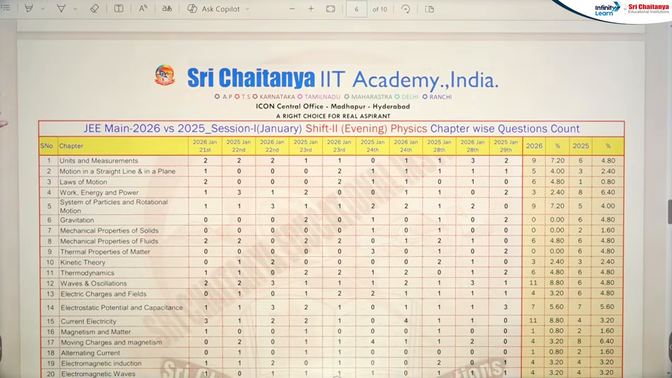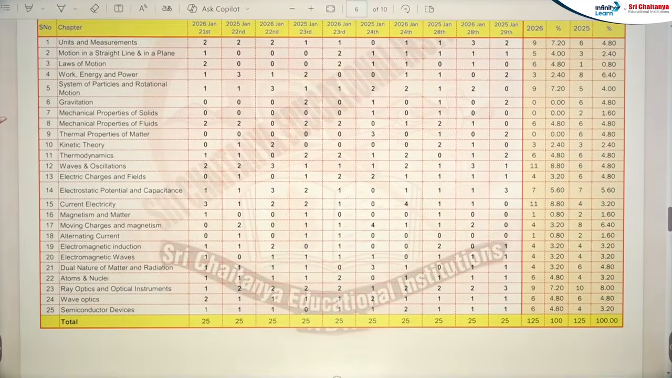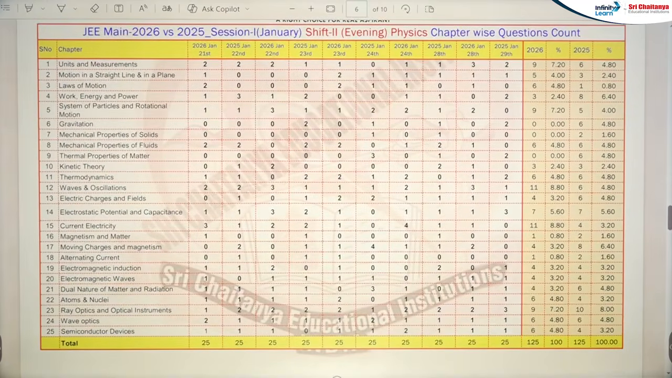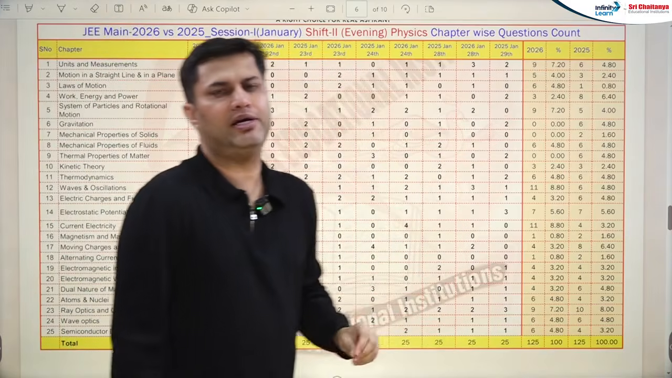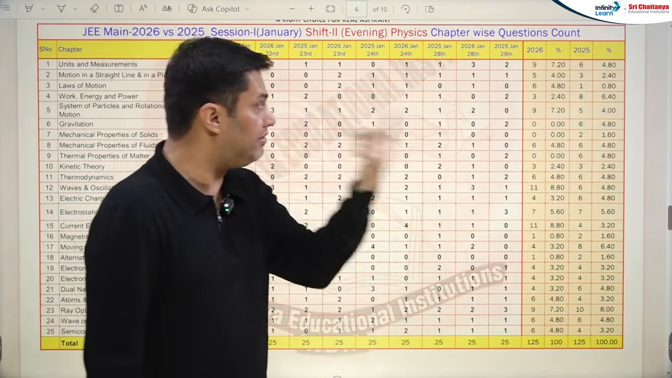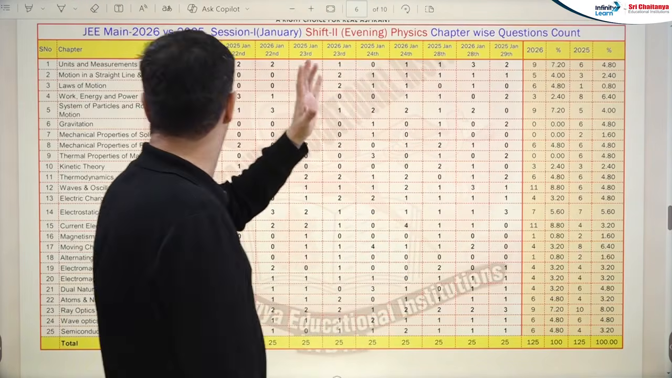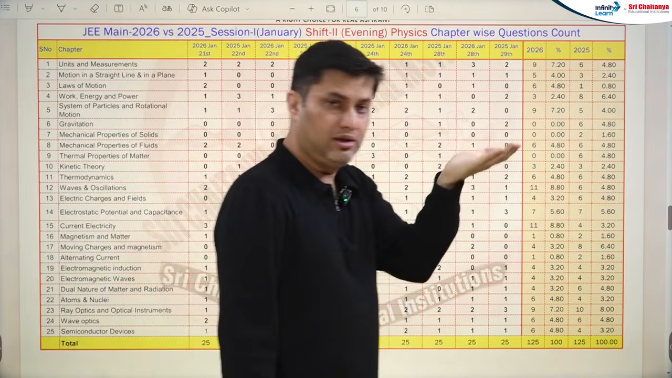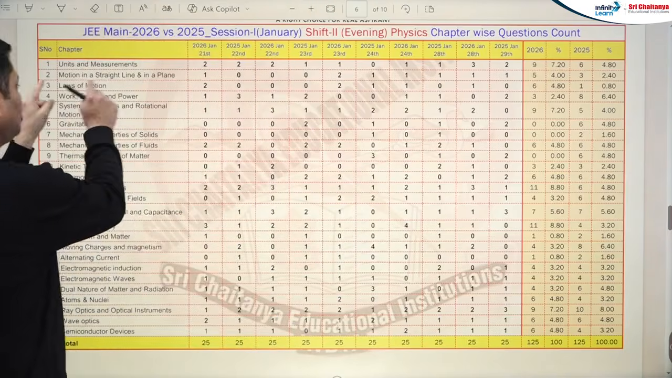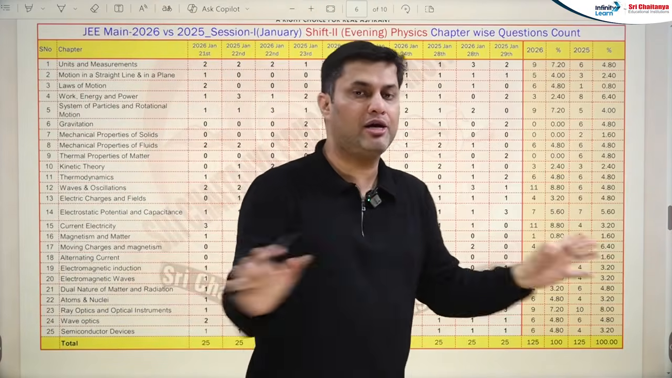So the evening shift, if we talk about physics, remarkable change in unit and measurement. Unit and measurement has increased this year in the evening shift. 5 and 3 for motion in a straight line and in a plane, like kinematics, the weightage has increased, and laws of motion, a very remarkable change.